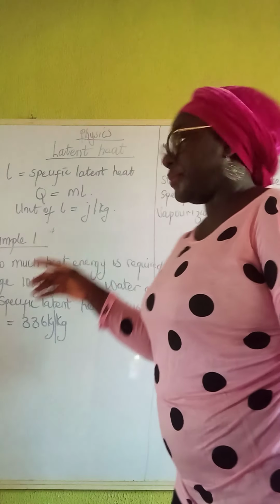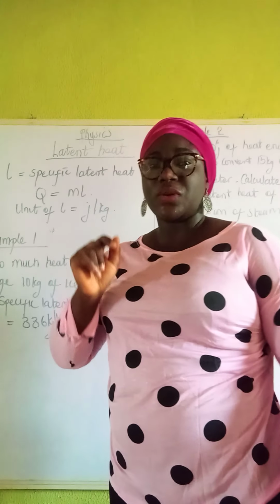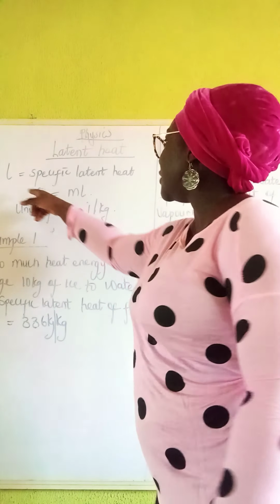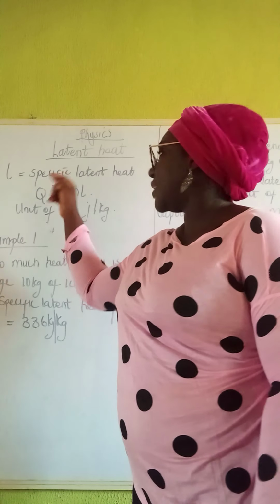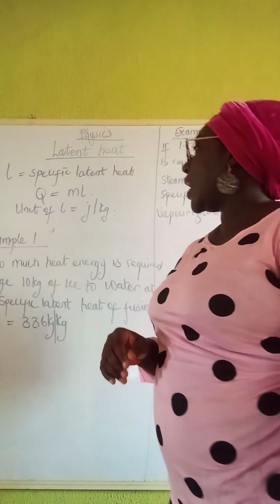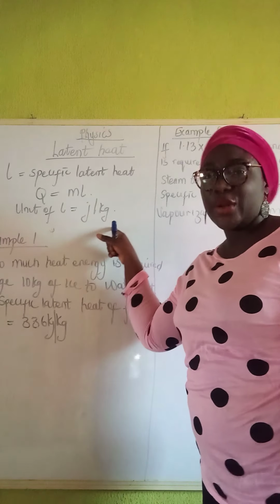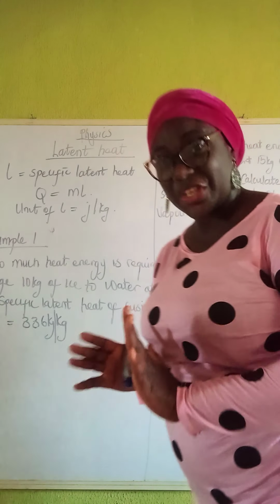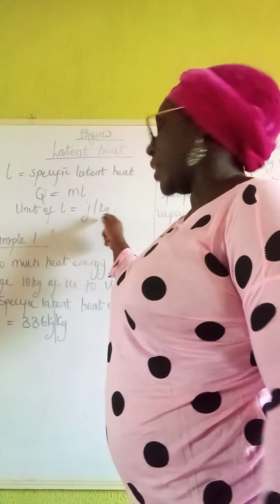So now look at the board here. L. Remember that in specific heat capacity we have c as our specific heat capacity. But under latent heat we have L as our specific latent heat. And it's given by this formula, Q equals mL. Q equals mL. Now the unit for latent heat is joules per kilogram. Can you see that we don't have anything to do with temperature here? The temperature is negligible. So here it is joules per kilogram.